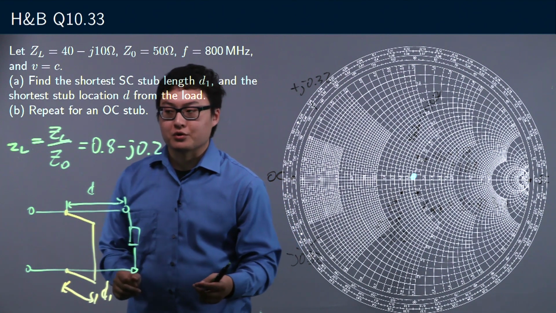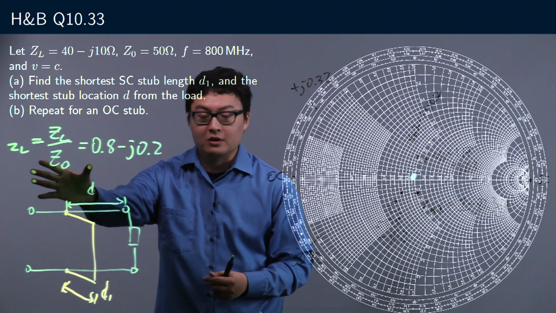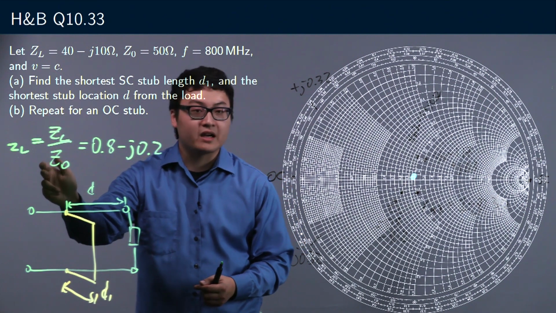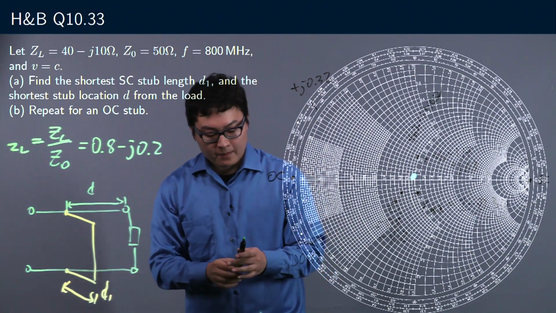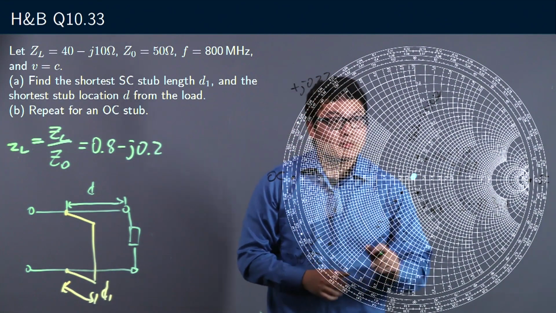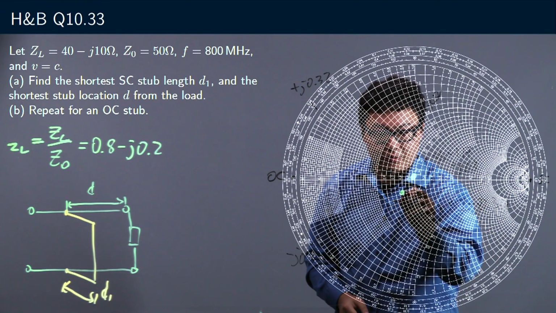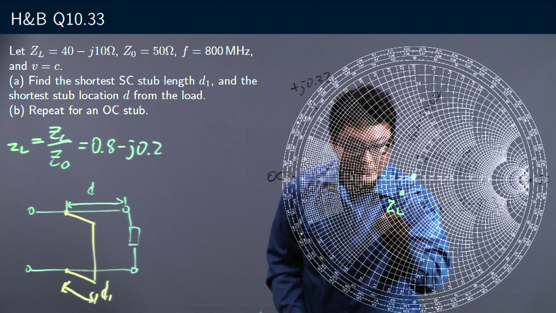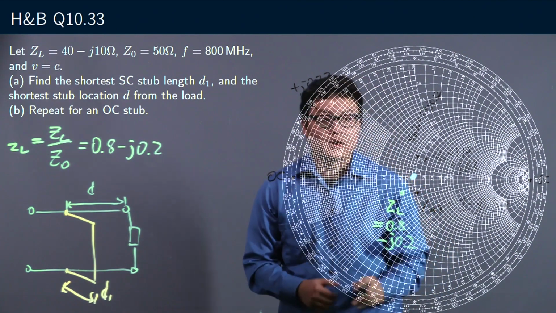Let's start with the short circuit version. So I've already written down the normalized load impedance here. You just divide the load impedance by the line impedance, then you have the point normalized to the line. And on the Smith chart, it would be here. Small z of load equals 0.8 minus j 0.2.